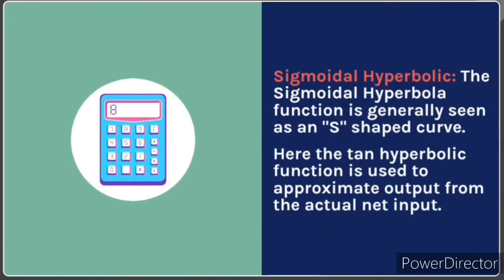Sigmoidal hyperbolic. The sigmoidal hyperbola function is generally seen as an S-shaped curve. Here the tan hyperbolic function is used to approximate output from the actual net input.